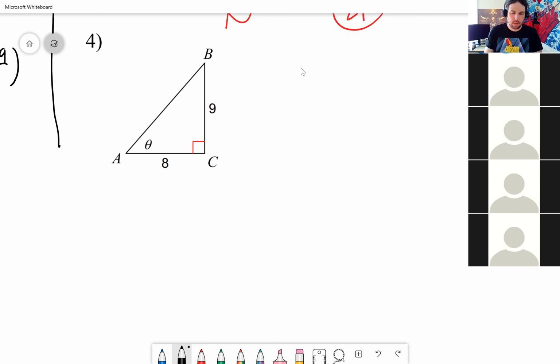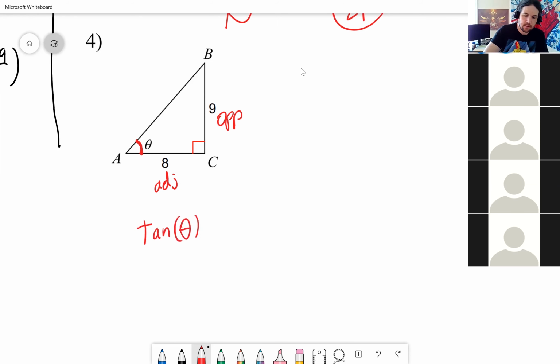Okay. So my theta is here. And I once again have opposite and adjacent legs. I'm not going to go through my whole SOHCAHTOA rigmarole again. I'm just going to say that tangent of theta equals 9/8.